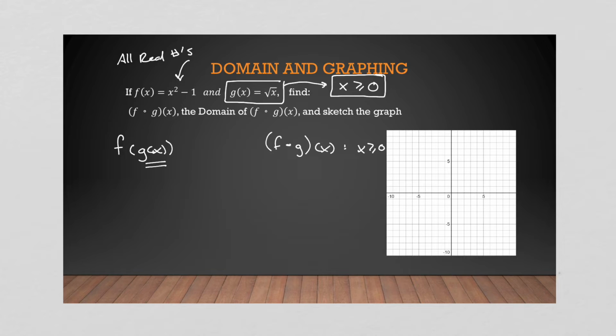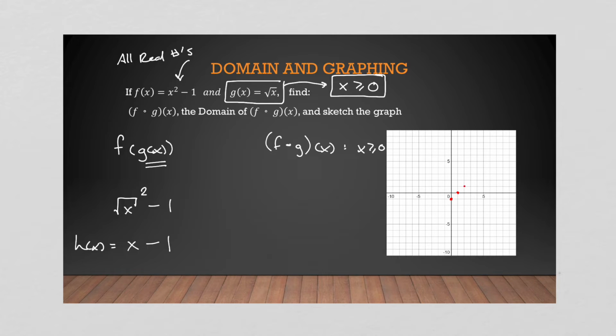So let's do this. f of g of x gives us, instead of an x, I'm now going to plug in square root of x, squared, minus 1. Well, square root squared is just x minus 1. So we get this lovely new function, which is just a straight line. It has a y-intercept of negative 1 and a slope of 1.